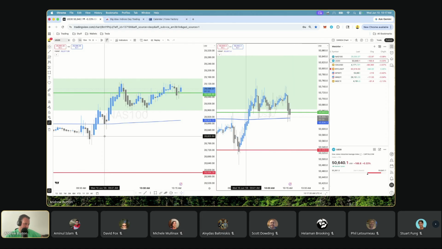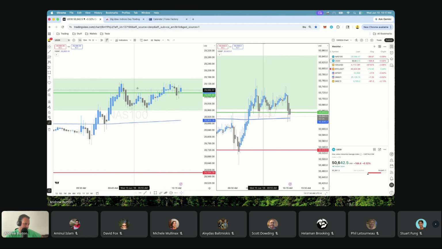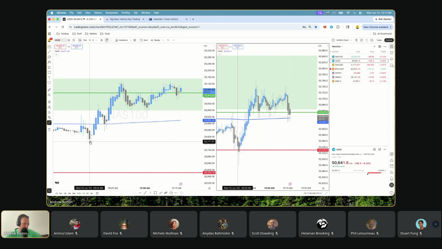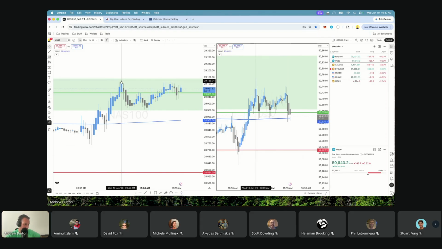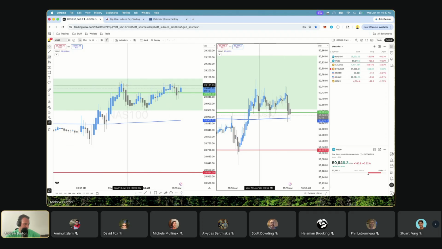But right now, the NASDAQ is neutral. It's just ranging. You can even see it's creating higher lows, but then the highs are pretty much equal highs, right? This one's a little bit higher than this one, but still, it's kind of an equal high, pretty much. So it's just going sideways.